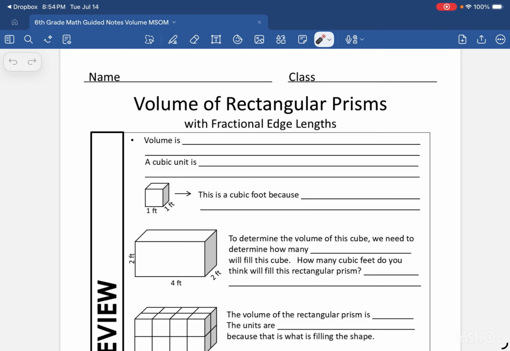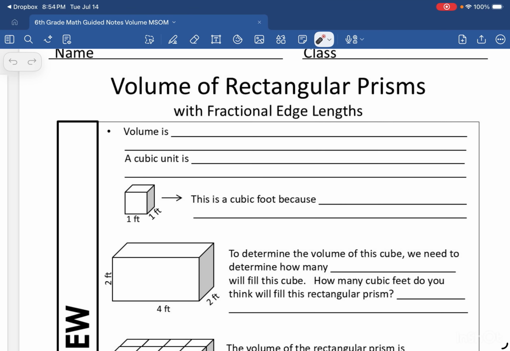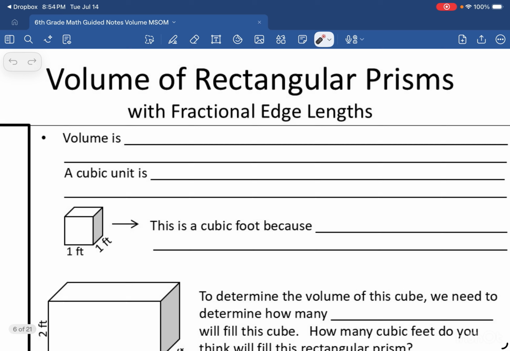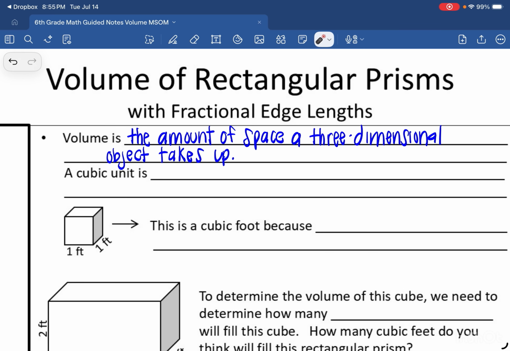Everyone, this is the volume of rectangular prisms with fractional edge lengths guided notes. Let's get started. This first page here should just be a review. Volume is the amount of space a three-dimensional object takes up.